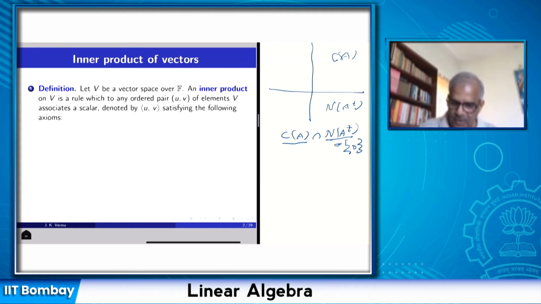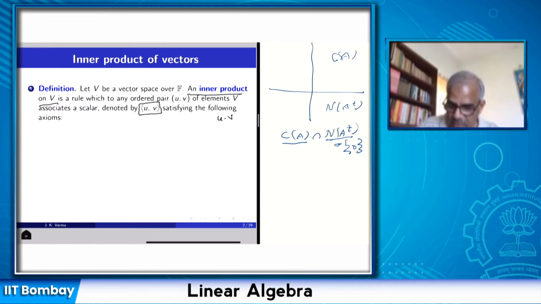An inner product on V is a rule which to every ordered pair of elements of V associates a scalar denoted by u, v within these brackets. I'm not writing u dot v because dot is reserved for the usual dot product of vectors. So we write this bracket u, v. This is a notation taken from quantum mechanics. We use all kinds of inner products in quantum mechanics, and the formula for inner product can change from one vector space to another. So we have this notation u comma v within brackets.